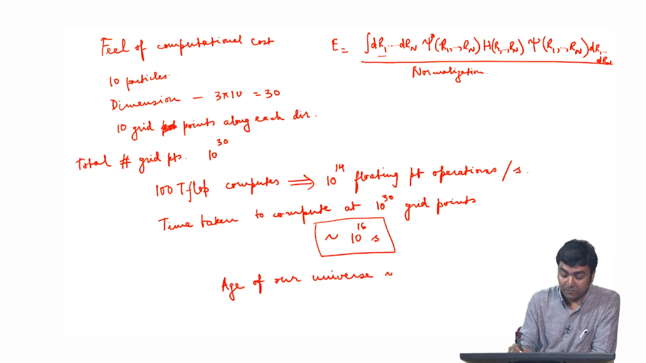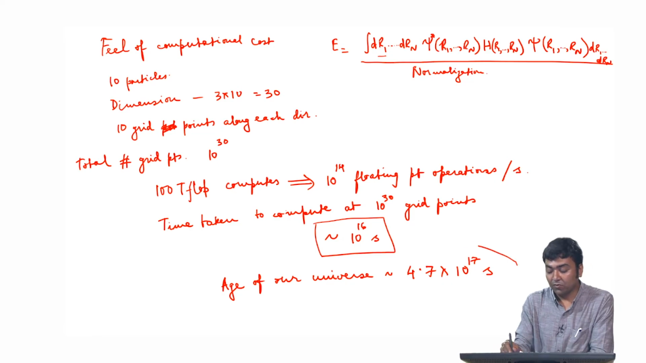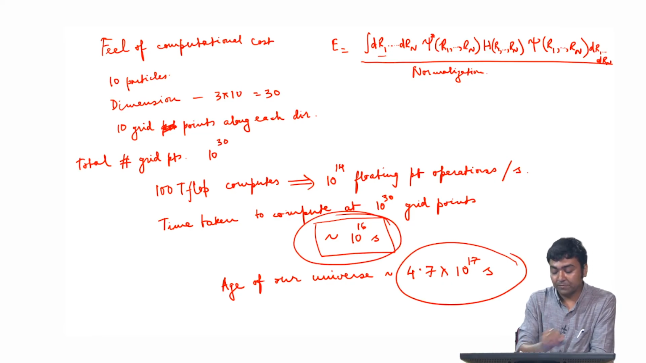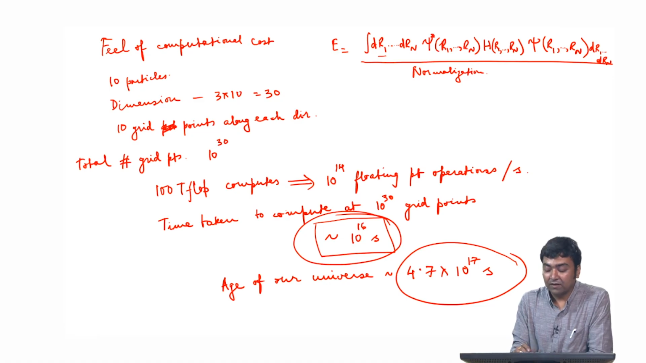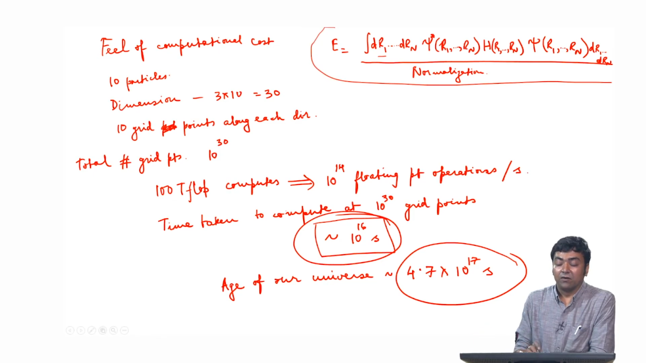So, that is typically of the order of 4.7 into 10 to the power 17 seconds. Now look at these two numbers here. These numbers are very much comparable. What these numbers tell us is that, in terms of computational cost, if we use this grid based method to evaluate an n dimensional integral, then we will never be able to find the solution in our lifetime.